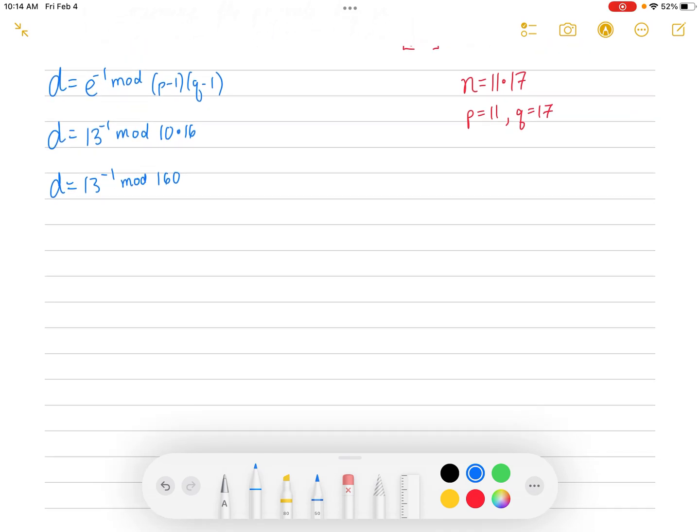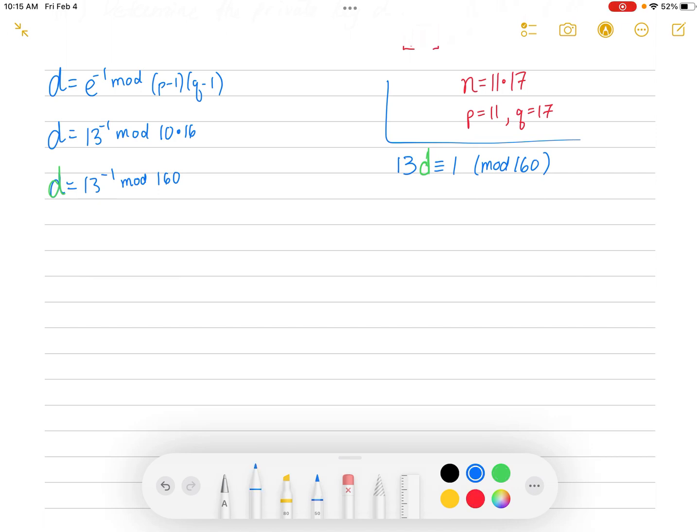So that's what I got to do to find the private key. I got to find the inverse of 13 mod 160. So here we go. We're going to write 13 times C is congruent to 1 mod 160. So we got to solve this congruence, right? That's how you find the inverse. Oh, this is a D. Let's call it a D rather than a C. That's what D is. 13 times D is congruent to 1 mod 160.